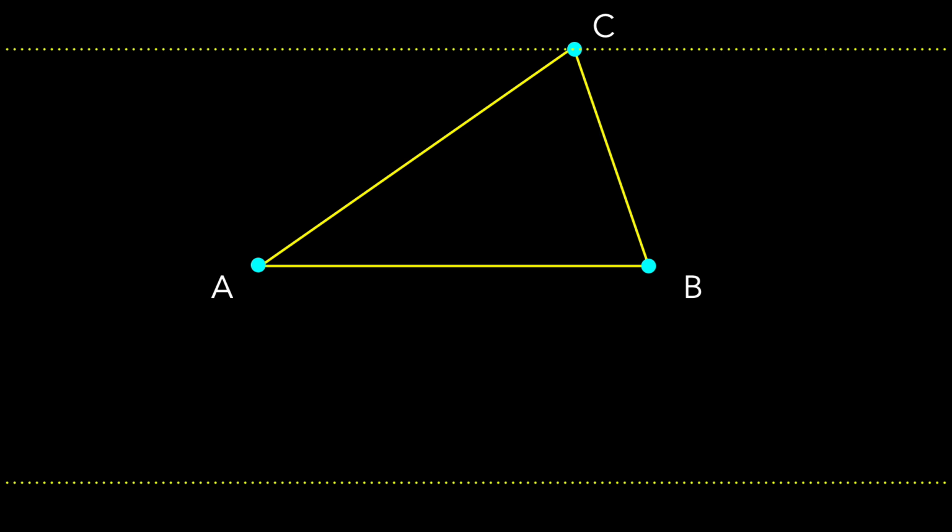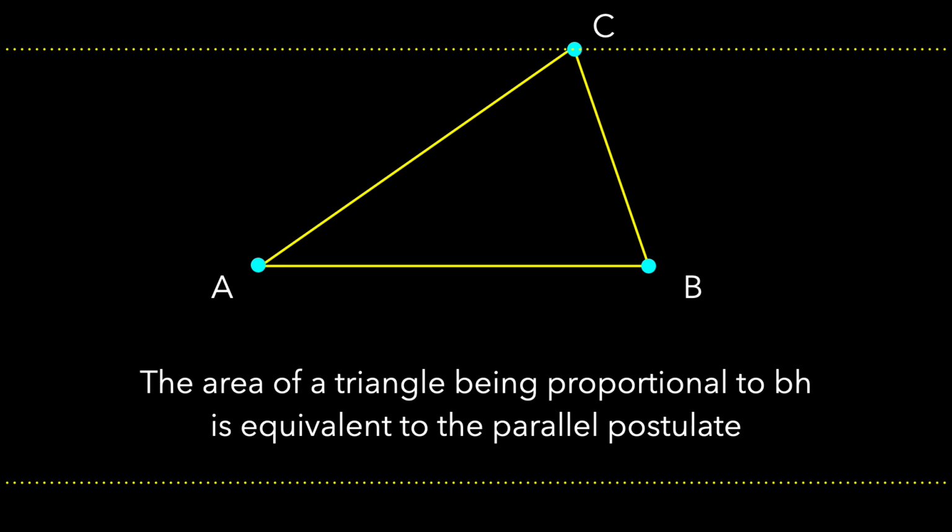And it turns out that the area of a triangle being proportional to base times height is equivalent to the parallel postulate. In fact, we've just shown that. And that leads us to our next exciting moment where we say, but what happens in worlds where there are no parallel lines? In fact, what do lines mean in those worlds? So next time we'll take a closer look at straight lines.